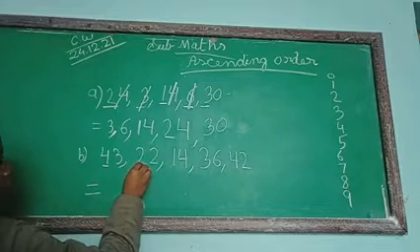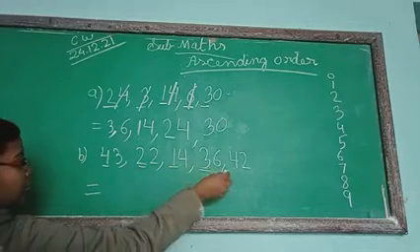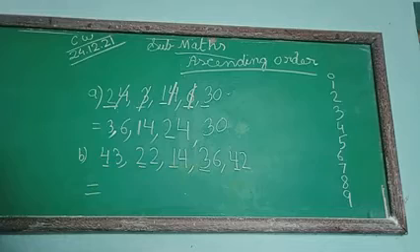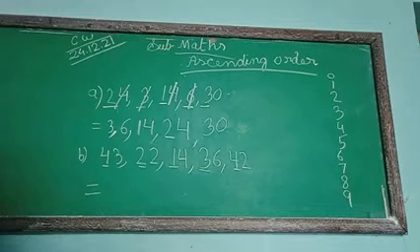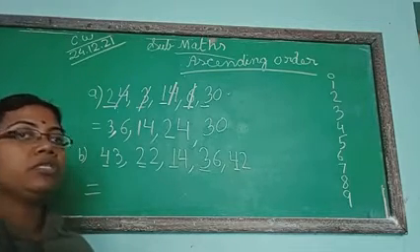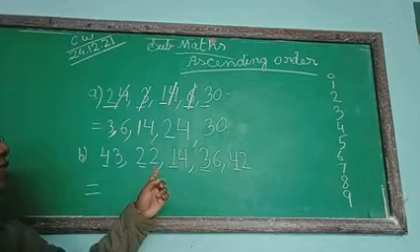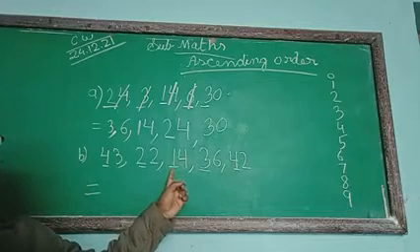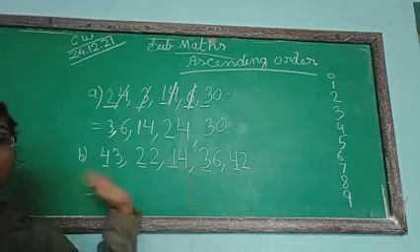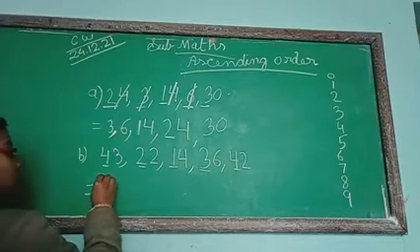4, 2, 1, 3, 4. We have to find the smallest number, because ascending order means smaller number to bigger number. So we go for the smallest number. When we are counting forward, 0, 1, 1 will come first. So 14 is the smallest among these numbers. So we will write 14.